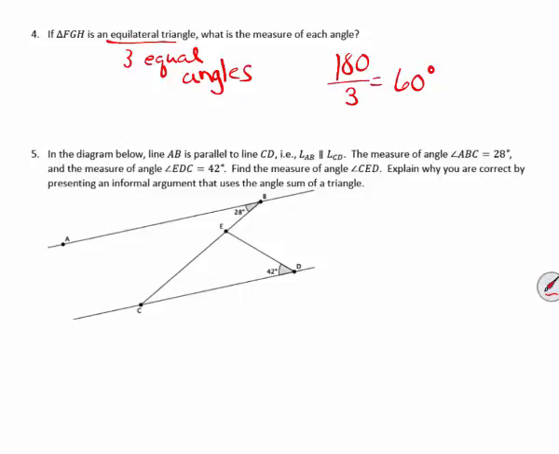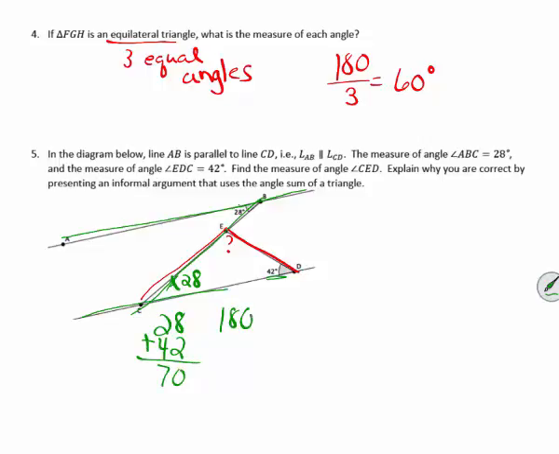All right, now we have a little bit more going on here. It gives me all this stuff. It's telling me basically what's in the picture. And I want to find the measure of angle CED. So CED is this one right here. Well, I have this 42, so that's helpful, but I need this one first. These are parallel lines that are cut by the transversal. These are alternate interior, which means this one's 28 as well. So 28 and 42, now that I have two of the angles, it's going to give me 70. 180 minus 70 is 110.